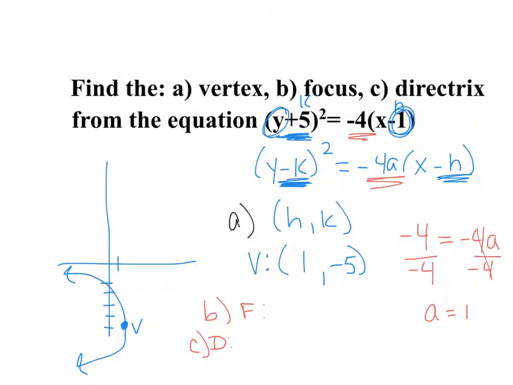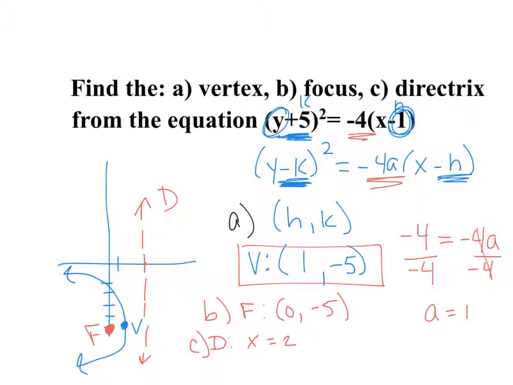That means that I can find my focus and my directrix, by counting 1 from each. So I know my focus is 1 inside the parabola's arms, and then my directrix is 1 away from the vertex. So my focus is the coordinate point 0, -5, and my directrix is the coordinate, well, the line, I'm sorry, the directrix is always a line. It's x equals 2. The directrix is always an equation of a line. So in this question, these are our answers.